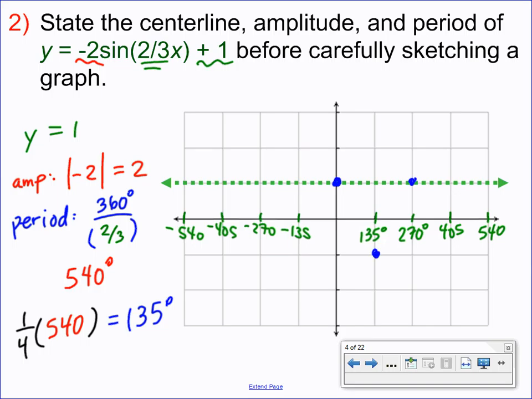Another quarter period, back to an intercept. Another quarter period, up to a max. Another quarter period, back to an intercept. And complete the same thing going in the other direction. So we're center line, max, center line, min, center line. Let's take a minute and see if we can't sketch a nice smooth sine wave here. So we've got our down. There we go.